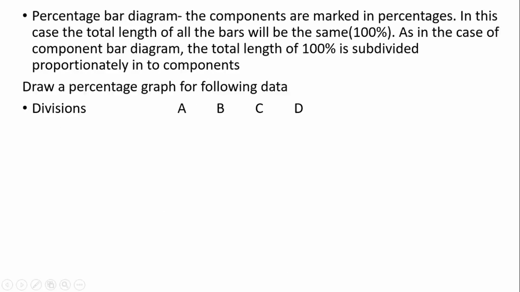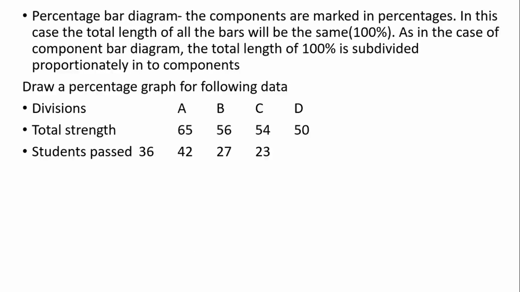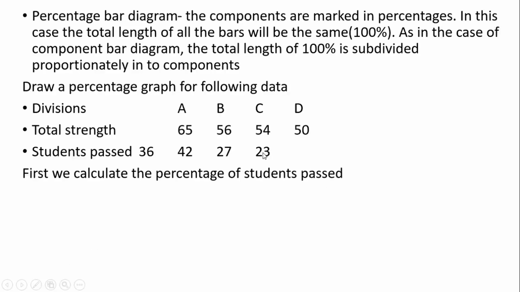So for example, there are divisions A, B, C, D and the total strength of the students is 64, 56, 54, 50 respectively. The students who passed the examination in division A is 36, in B it is 42, in C it is 27 and in D it is 23. So first we calculate the percentage of students who passed.